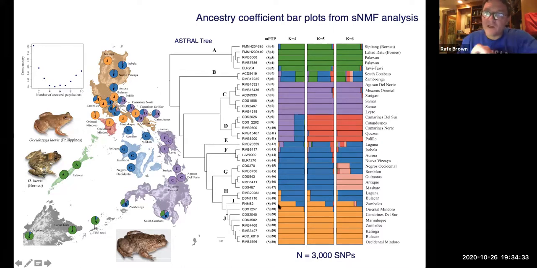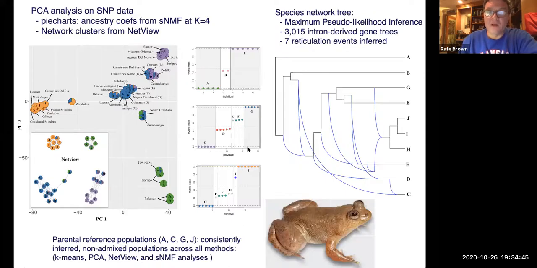And pretty good correspondence of these potential species as diagnosed with genomic data to those distribution expectations of the Pike paradigm. Here, these are the ones that sort of sealed the deal for me. This is a PCA analysis of the SNP data, and we replace the dots with the pie charts of the ancestry coefficients from that sNMF analysis at K4. And you can see 4 distinct clusters, and then this network cluster from NetView defines, again, 4 distinct clusters with the possibility of these intermediates in between.